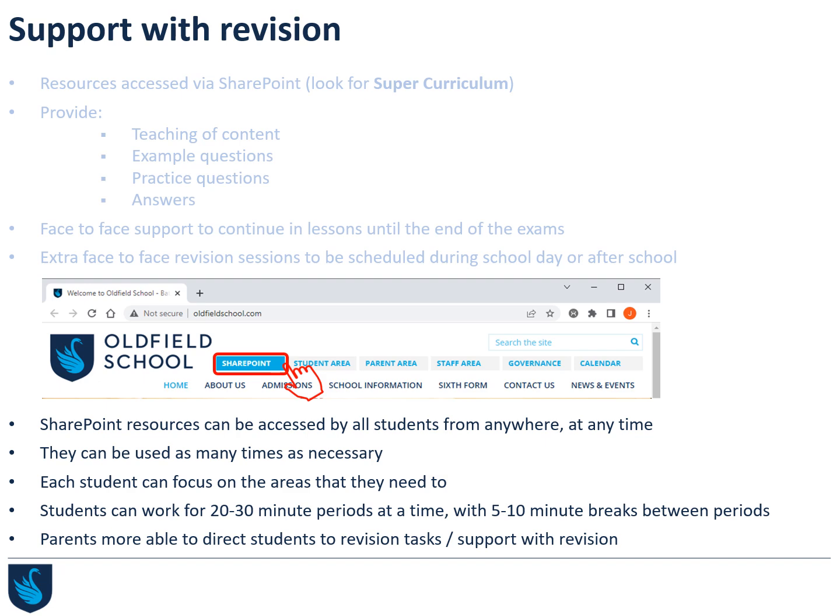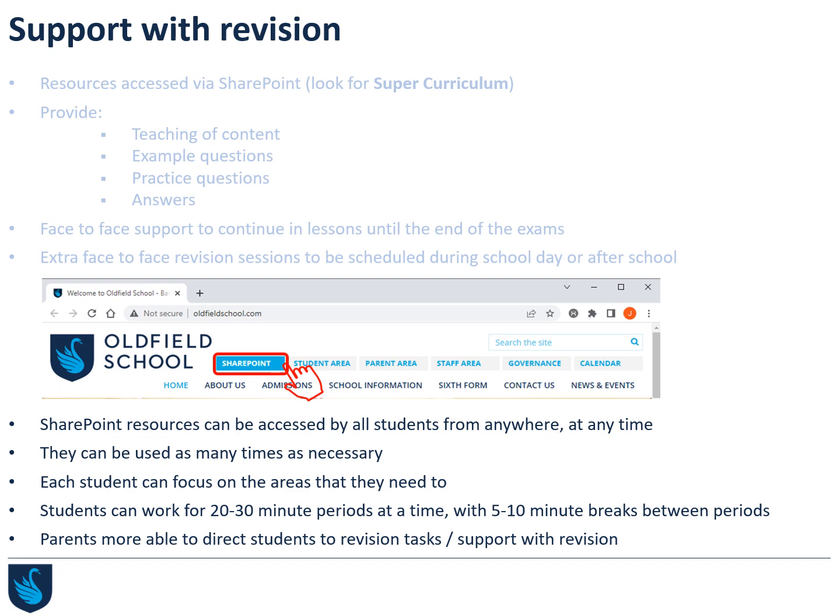And if they click on there, they log in with their normal school details, and that takes them on to a whole suite of resources that teachers have produced to support revision in their subject. We've said to students, use those. We've said to students, try and break up your revision into 20 to 30-minute periods, maybe working 25 minutes, having a 5-minute break. And if they do that and they use the SharePoint resources, then they're sort of well equipped to revise at home.